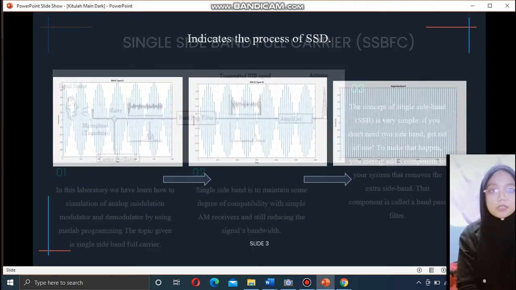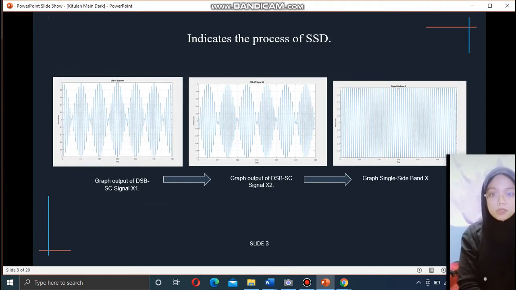The next slide indicates the process of SSB. For the graph output of SSB, signal 1 looks like this. Then after that is the graph output of the SSBFC signal, for graph number 2. Then the third graph is the single sideband signal. You can see the process of SSB.